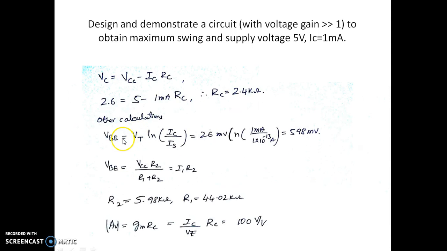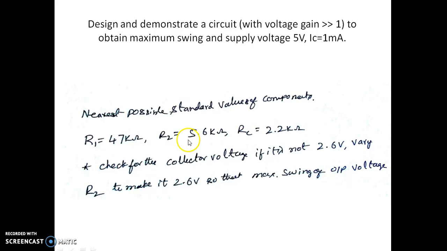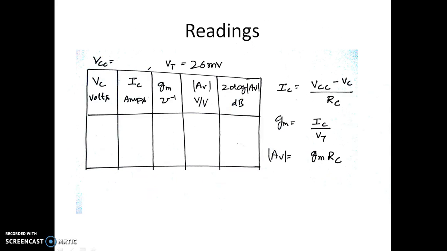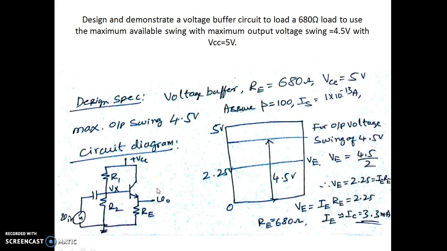And once we are through with these design values, we have to choose the nearest possible standard values, which are over here. Once it is close to 2.6, it's fine. Otherwise, if it is not so, then you have to change the value of R2 so that it is 2.6, so that you can get the maximum available swing of the circuit. The readings are as explained in the previous case. We shall look into this in the next video.